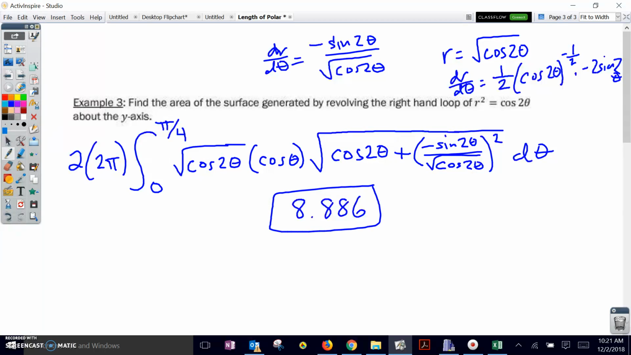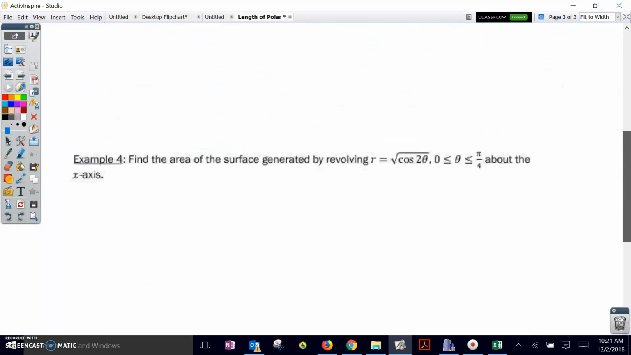Notice how I was careful to find the upper limit of integration that was necessary, and I doubled it in this case since I only used the top half of the curve in order to find the surface area.